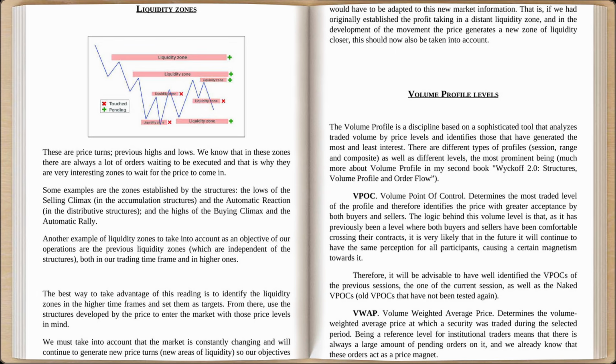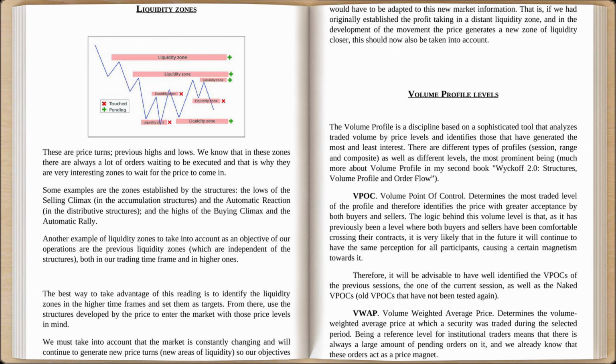VPOC, Volume Point of Control, determines the most traded level of the profile and therefore identifies the price with greater acceptance by both buyers and sellers. The logic behind this volume level is that, as it has previously been a level where both buyers and sellers have been comfortable crossing their contracts, it is very likely that in the future it will continue to have the same perception for all participants, causing a certain magnetism towards it. Therefore, it will be advisable to have well identified the VPOCs of the previous sessions, the one of the current session, as well as the naked VPOCs, old VPOCs that have not been tested again.